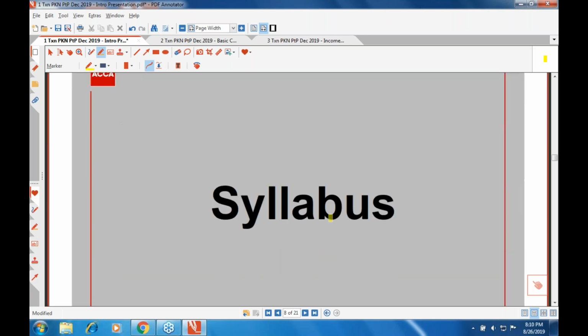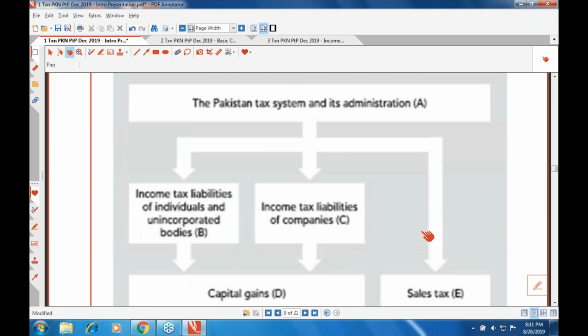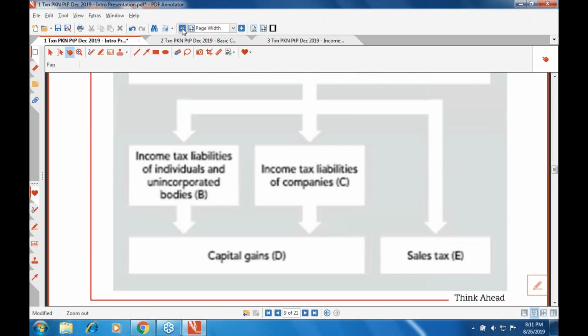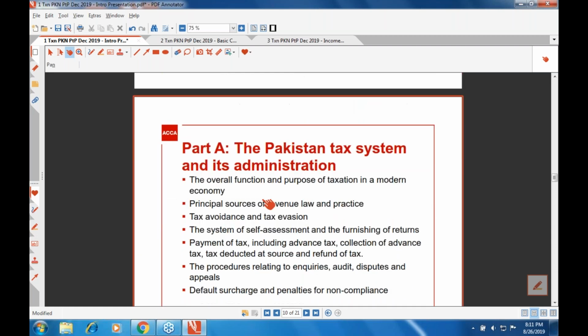If I move a bit further, I'm going to discuss the syllabus guidelines. You could see a relational diagram with respect to the syllabus. It's going to give you an idea of what the components of the syllabus are. You could see there are 5 parts to the syllabus. Part A, which is the tax system and administration. Part B, which is about income tax liabilities of individuals, etc. Part C, about the income tax liability for companies. Then you've got capital gains, and then you've got sales tax.